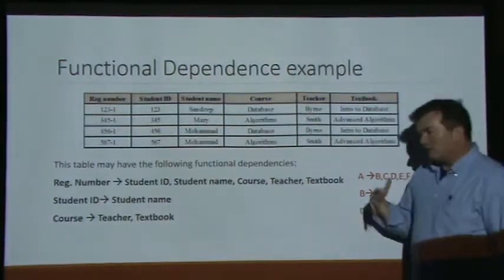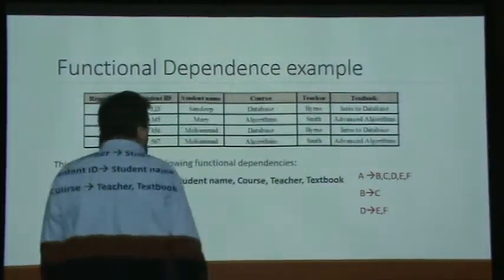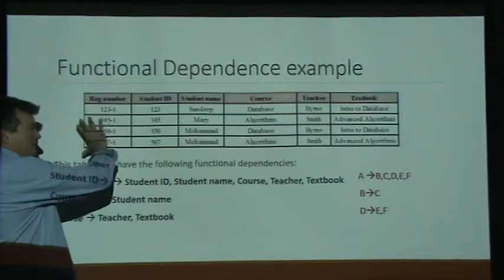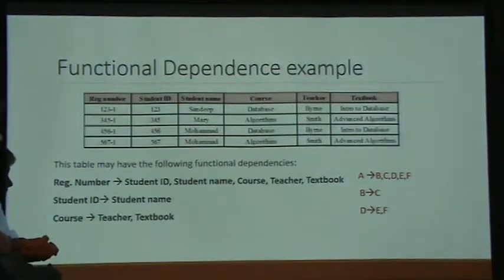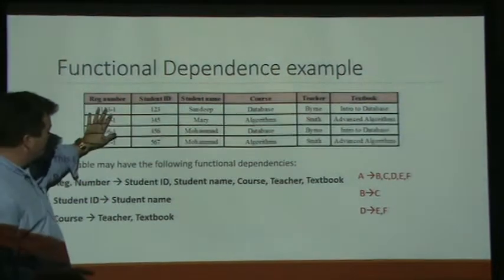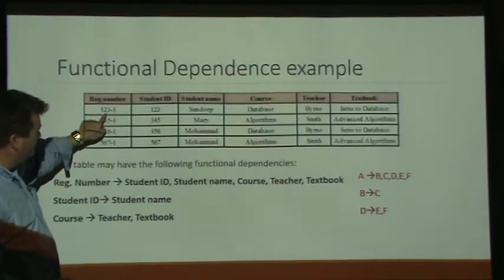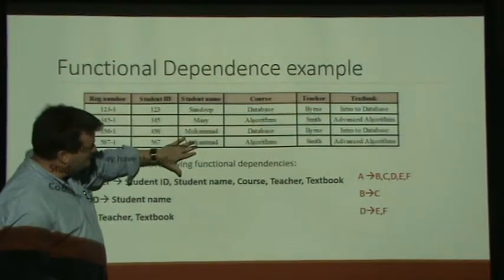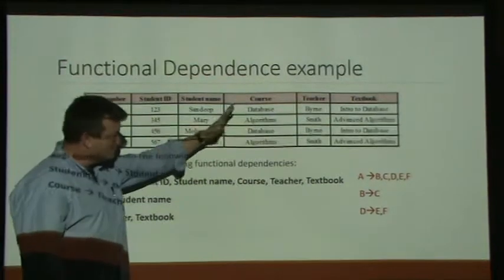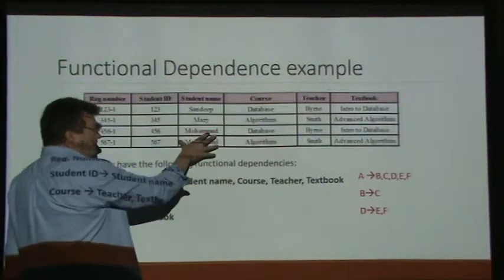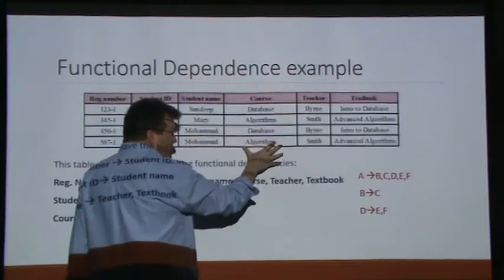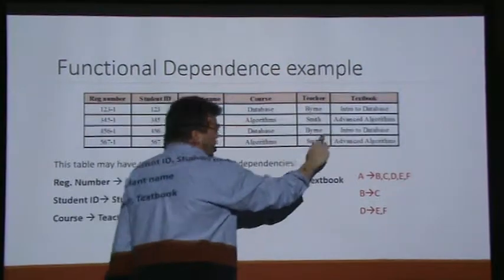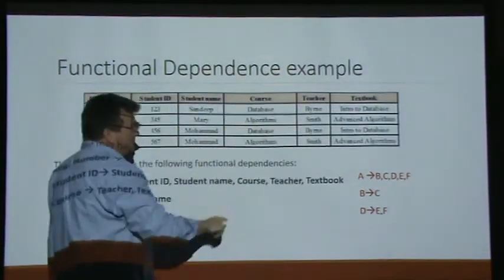So before we do this, we want to analyze the table. So we're going to talk about a topic which is called functional dependencies. So if we had a table, let's say this is a table of students registering for a course. We have a student's registration number. We have another column with the student's ID. We have one column with the student's name, so that's probably not a good idea. We probably want a first name and a last name, but we just have one name. We have the name of the course they're taking. We have the teacher of that course, and we have the textbook of that course.